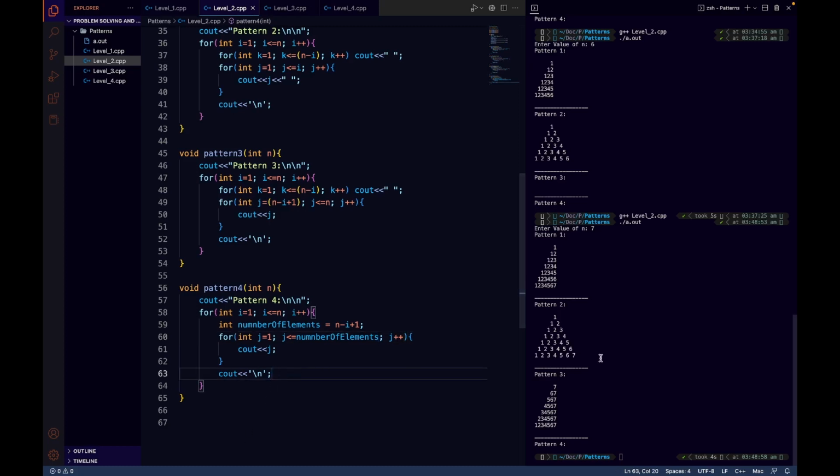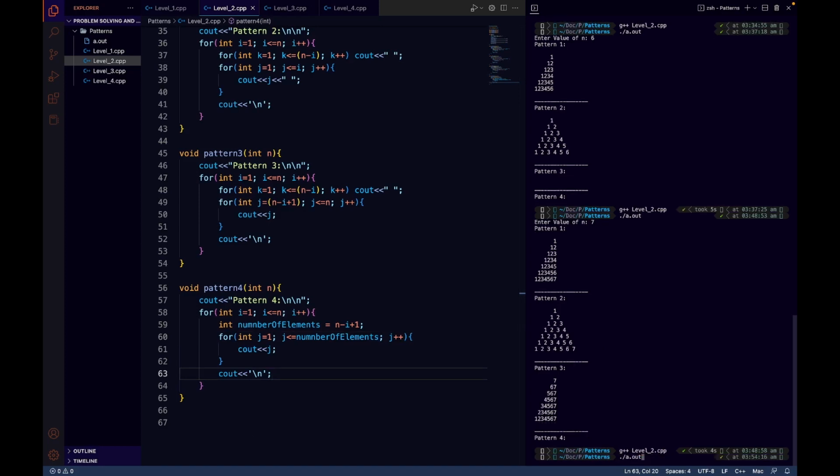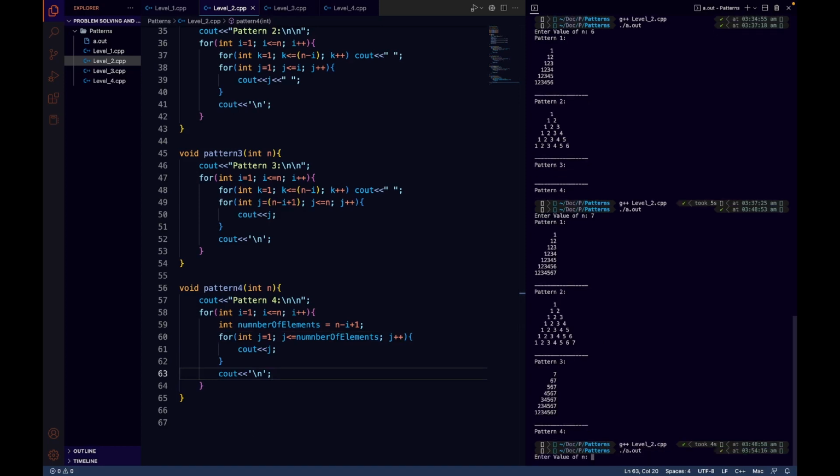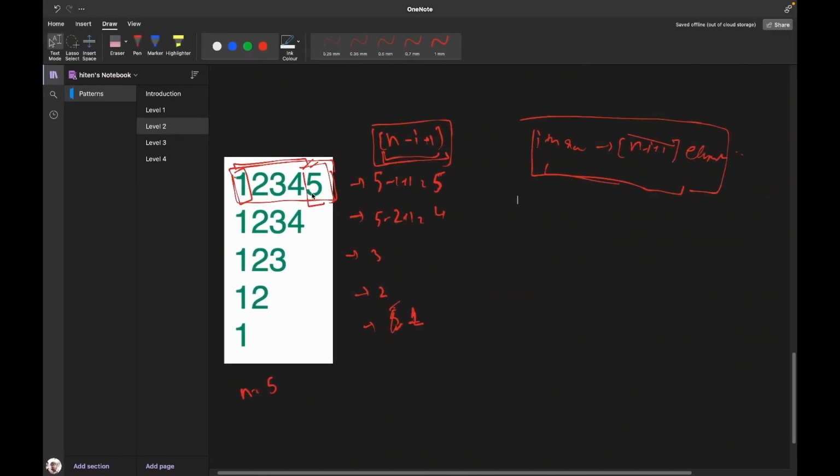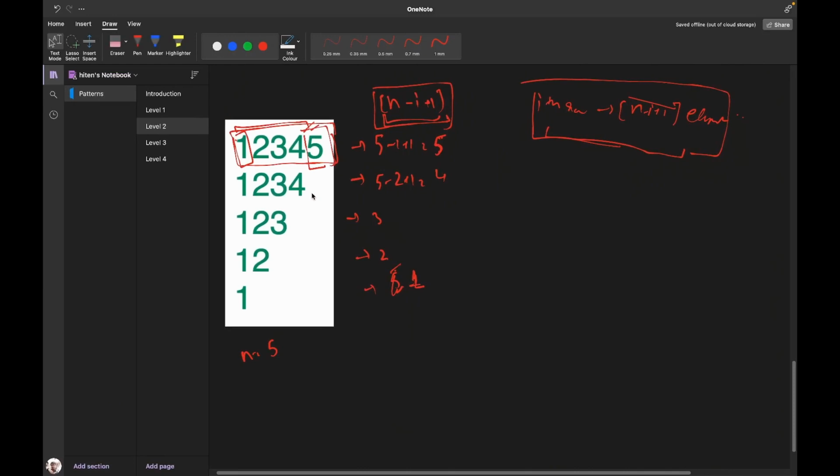Let me just build it real quick and run it also. Let us input 5. Okay, so I've input 5, and by inputting 5 we are getting the desired output. Again, we just took the code of this example, made some minor changes, and we are getting a whole new pattern. Now we are finished with level 2.